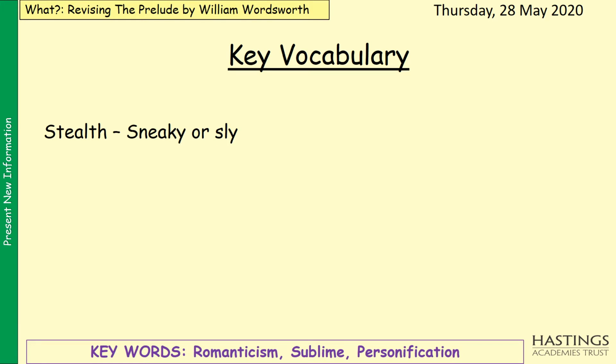So, first word is stealth. If you do something stealthily, you do it sneakily or slyly. Okay, so when you're very sneaky or sly, it's stealthy. Next word is idly. So if you do something idly, then you're doing it with no particular purpose, or maybe you're doing it quite lazily.